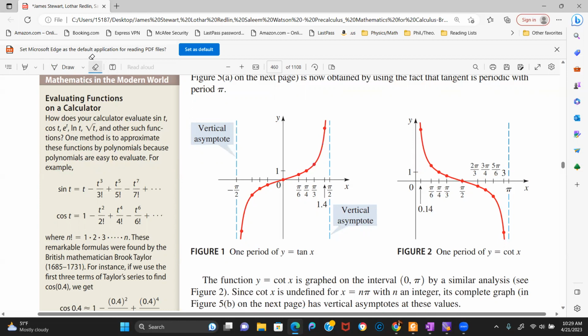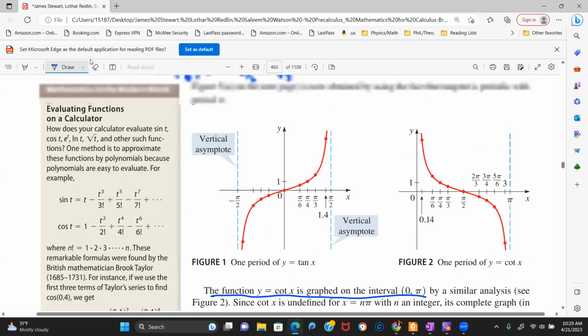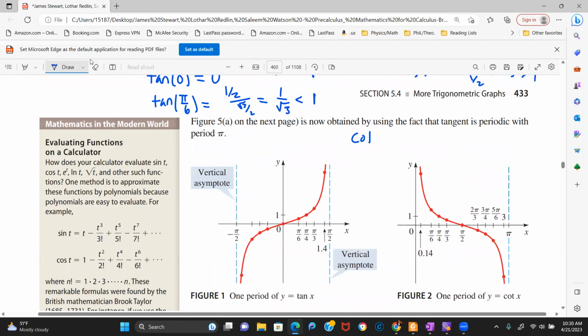I'm going to say the same thing the book is saying. You can figure out the tangent function; in this case, you're going to plot it over the interval 0 to pi. And the reason why is this. Tangent is sine over cosine. Cotangent is cosine over sine. It's the reciprocal of tangent.